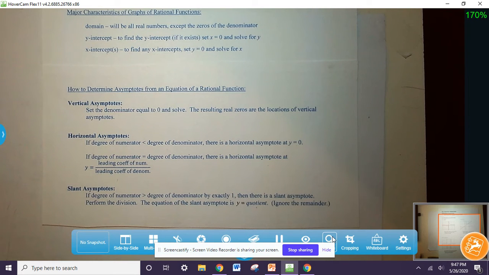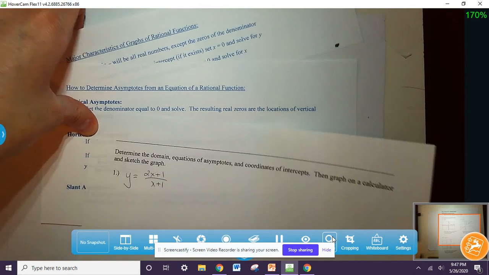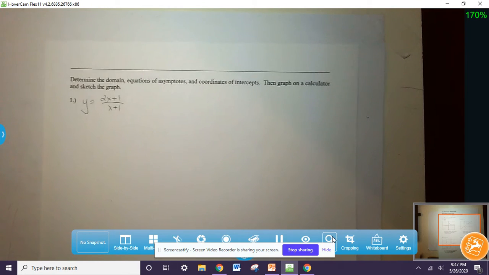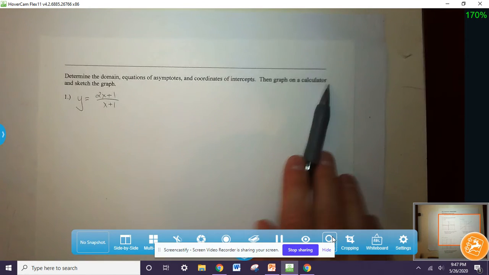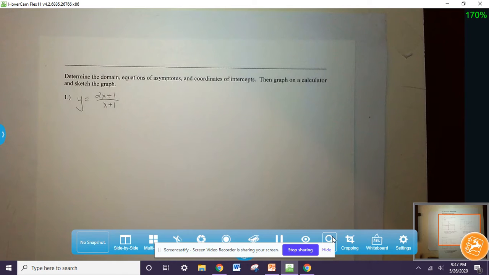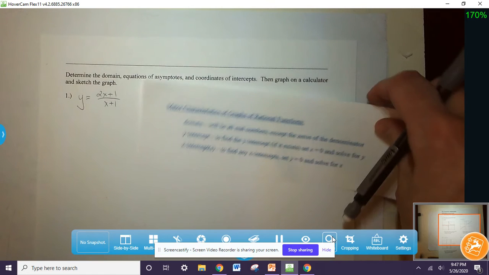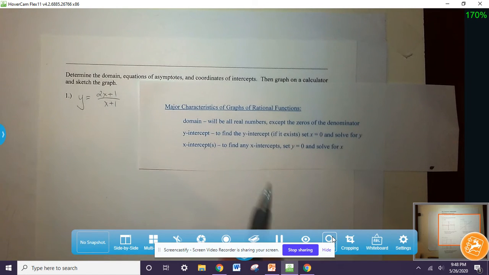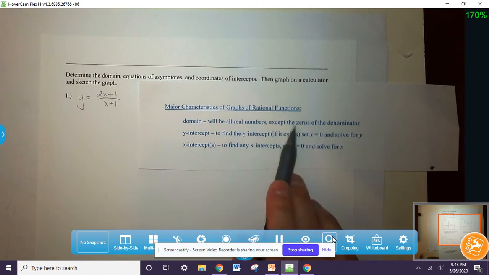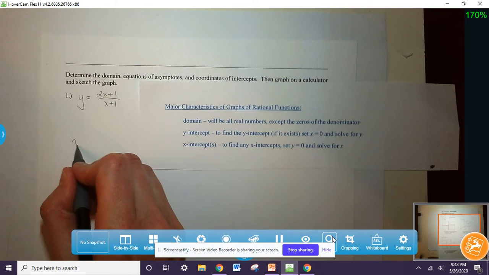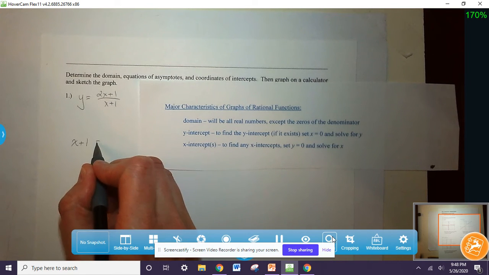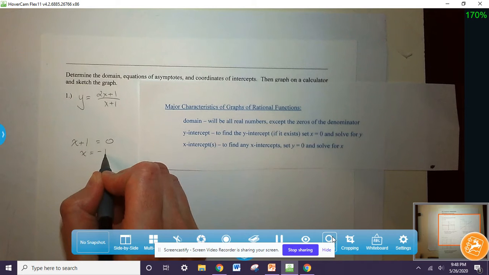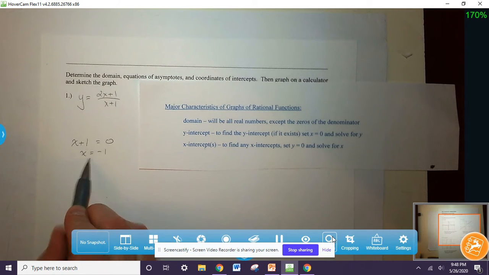So let's jump into our first example. We are going to do these instructions for that example. And so let's begin by finding the domain. For the domain, the notes say that it's going to be all real numbers except the zeros of the denominator. So we're going to take the denominator and set it equal to 0. That right there is the only thing you can't have.